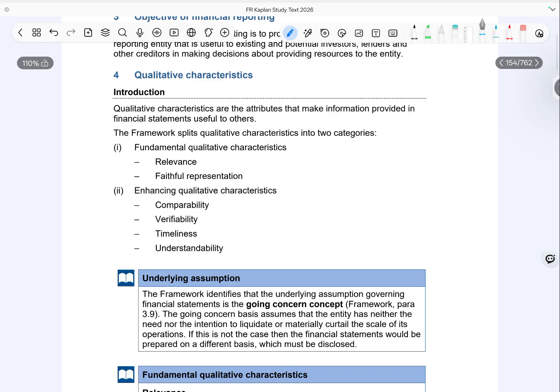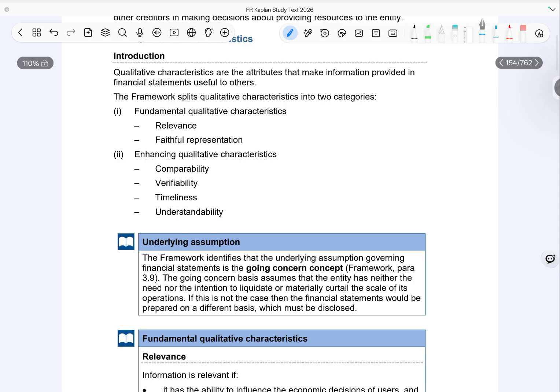Now, let's look at the qualitative characteristics. The information also needs to be useful. That's where qualitative characteristics come in. Think of qualitative characteristics as the qualities of good financial information. The IASB divides them into two categories. First, fundamental qualitative characteristics. These are absolutely essential. Without them, financial information isn't useful. They are relevance and faithful representation. Second, enhancing qualitative characteristics. These don't make information useful by themselves, but they make useful information even better. They are comparability, verifiability, timeliness, and understandability.